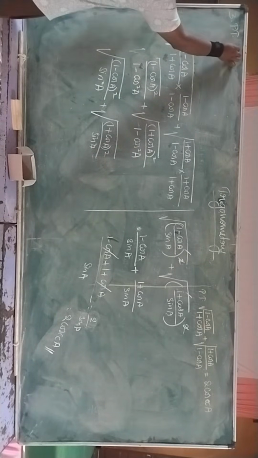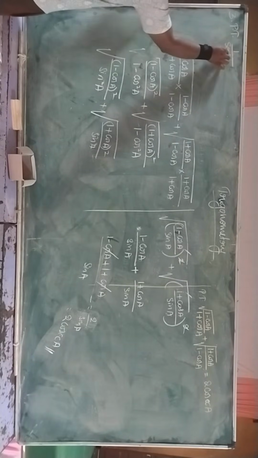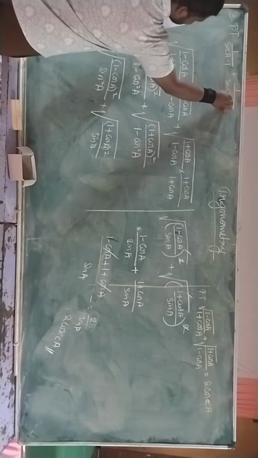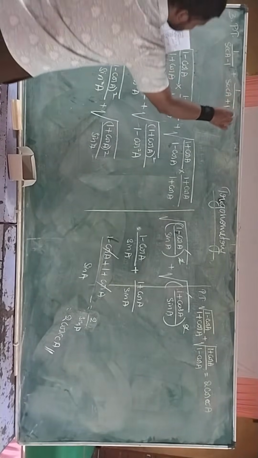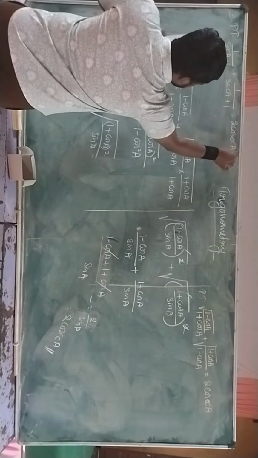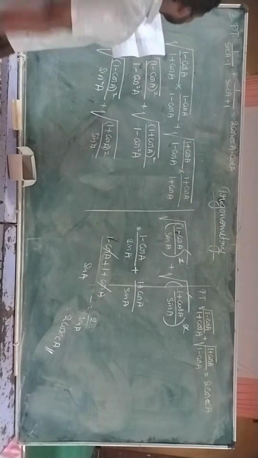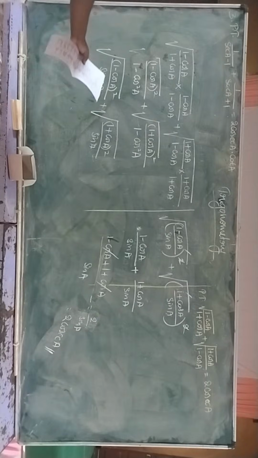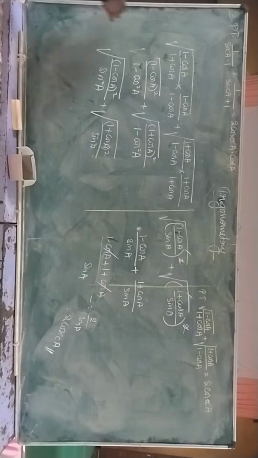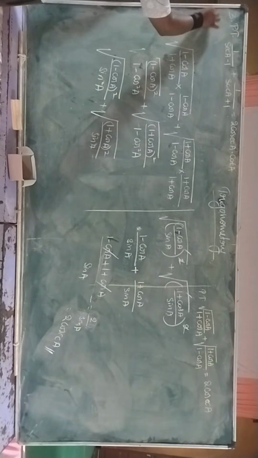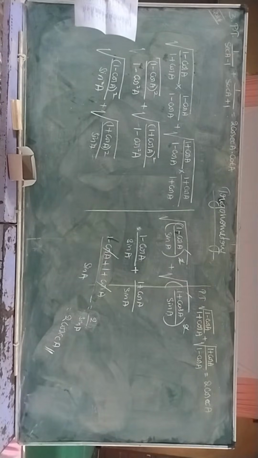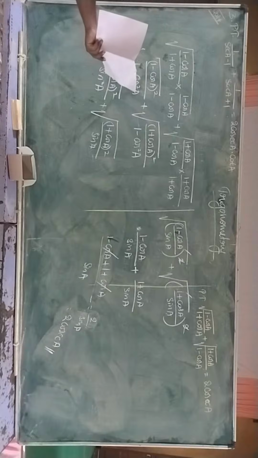Prove that 1 upon (sec A minus 1) plus 1 upon (sec A plus 1) is equal to 2 times cosec A into cot A. This question appeared in 2024, model question paper number 2. So first we can take LHS and then RHS.